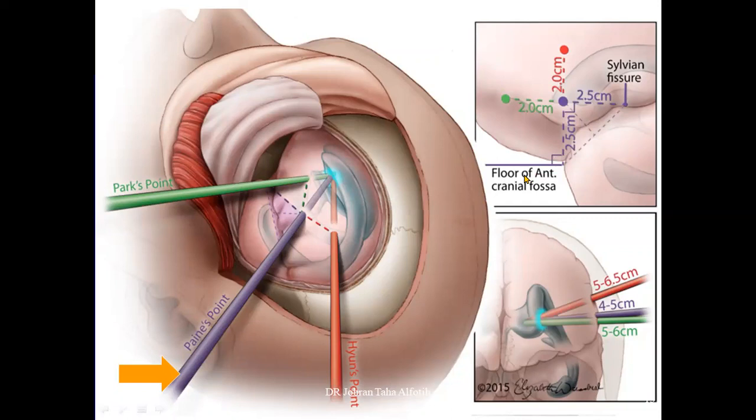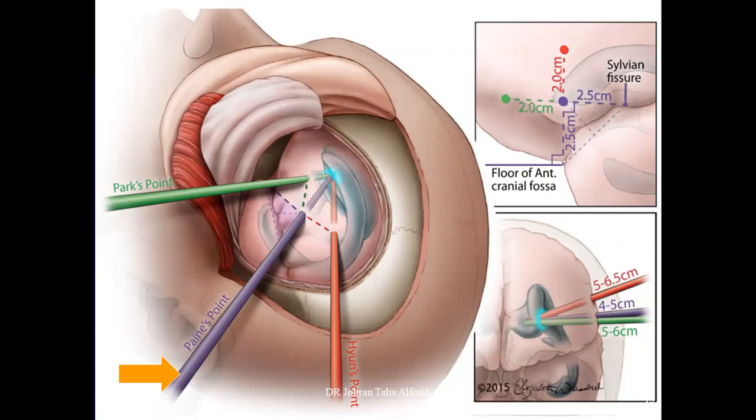And here is the anterior cranial fossa. Here is the Sylvian fissure, and 2.5 centimeter from the Sylvian fissure, and 2.5 centimeter from the anterior cranial fossa. So the intersection point will be the Payne's point, and our trajectory will be perpendicular, and the depth will be 4 to 5 centimeter, or according to the ventricle size.